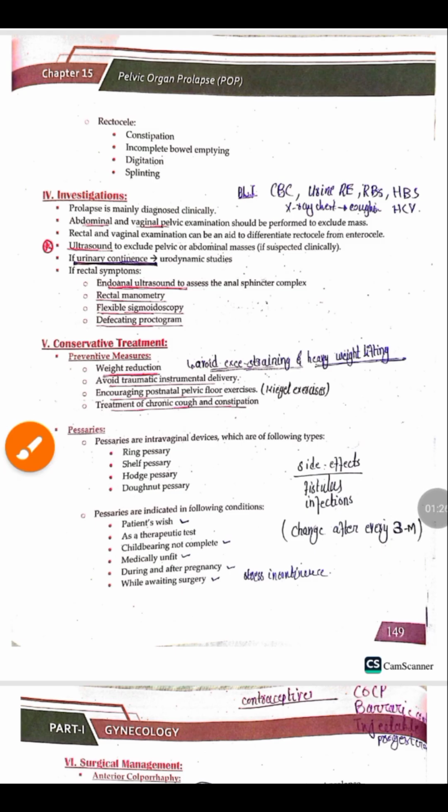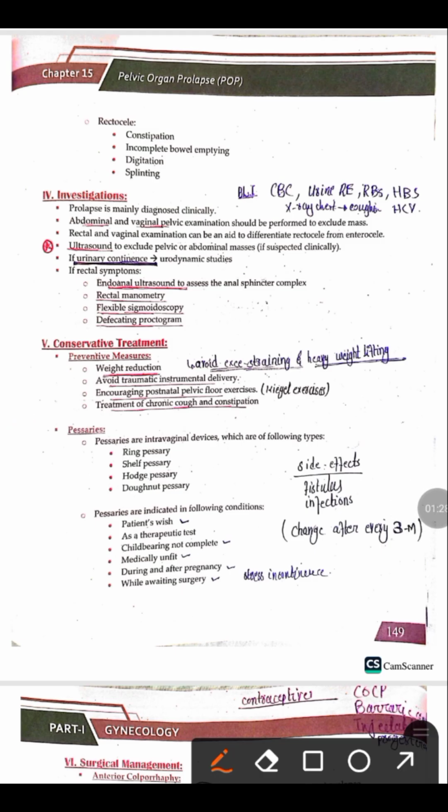Now let's talk about the investigation done for the pelvic organ prolapse. The diagnosis of pelvic organ prolapse is mainly clinical, but we can do certain investigations. The baselines include CBC, urine R/E, and the X-ray chest, which is done in case of chronic coughing. Similarly, we can also do abdominal examination and the pelvic examination to exclude any pelvic mass.